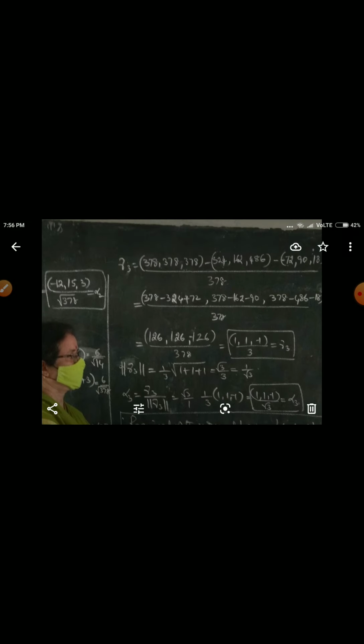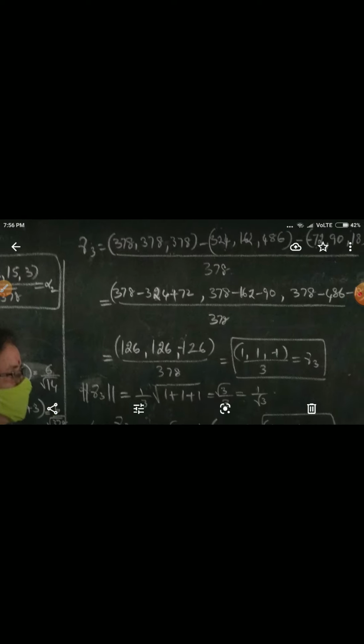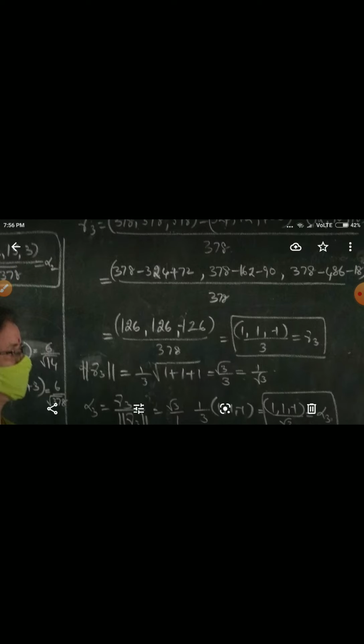On further simplification, we have gamma 3 equal to (378, 378, 378) minus (324, 162, 486) minus (72, 90, 18), the whole divided by 378. That is nothing but (378 minus 324 plus 72, 378 minus 162 minus 90, 378 minus 486 minus 18), the whole divided by 378. That is equal to 126 by 378. That is nothing but 1 by 3.